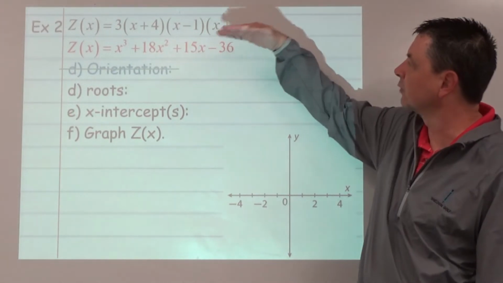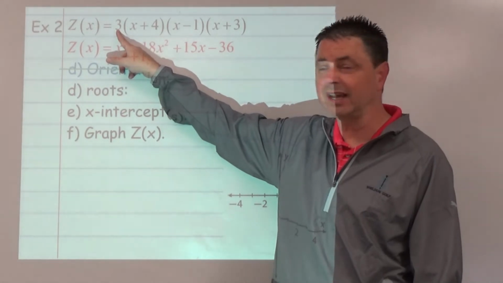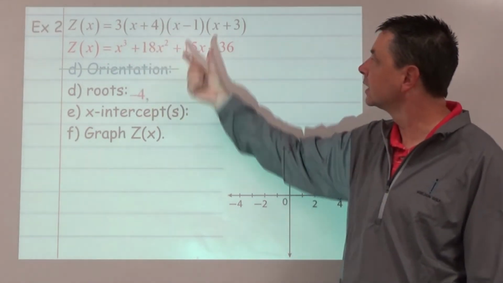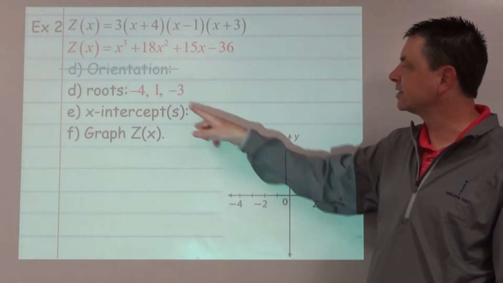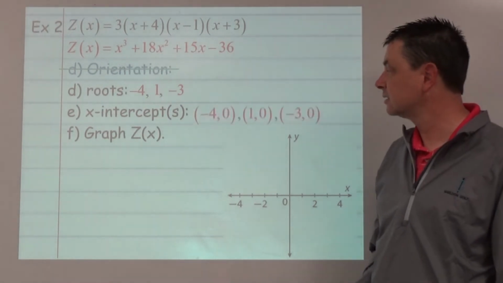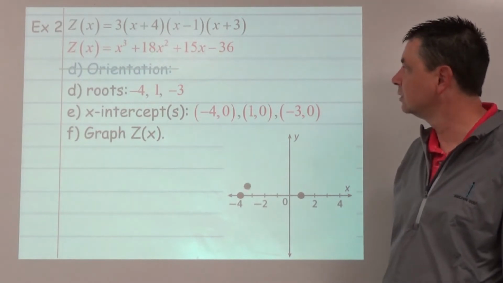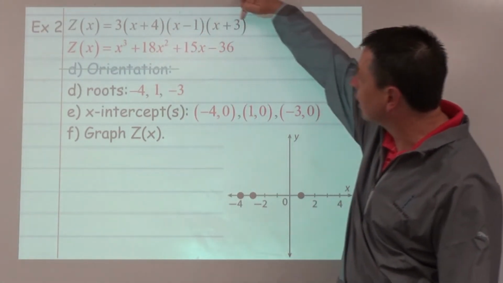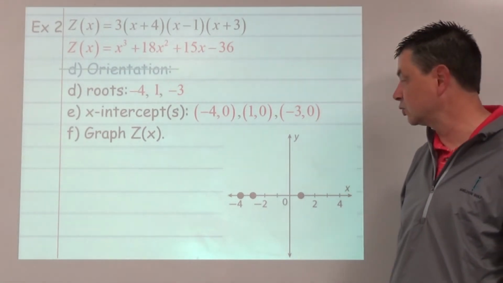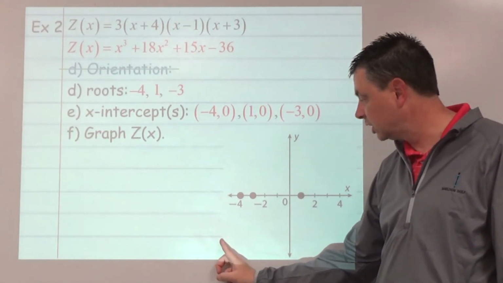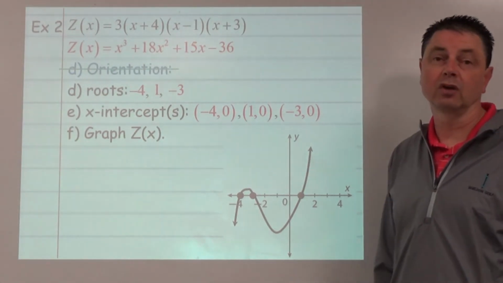All right, we've got our factored form, we've got our standard form. The roots come from factored form. We're not here. That's just a. So it comes from here: negative 4, positive 1, negative 3. X-intercepts, turn those into points. So (negative 4, 0), (1, 0), (negative 3, 0). All the exponents are odd, so all the multiplicities are odd. That means we're crossing at each one. We are starting low. So start low, cross, cross, cross. There's our graph.